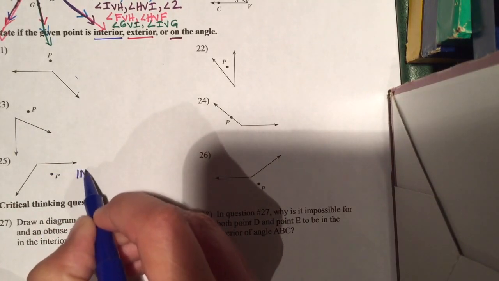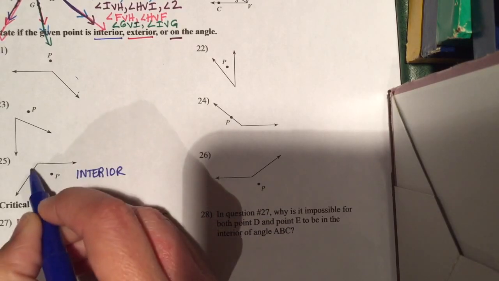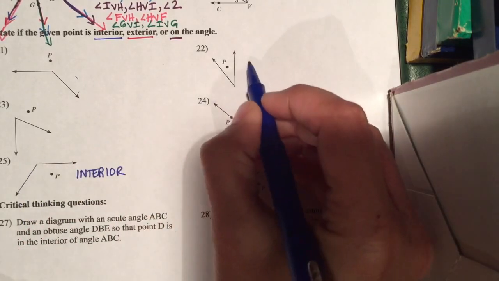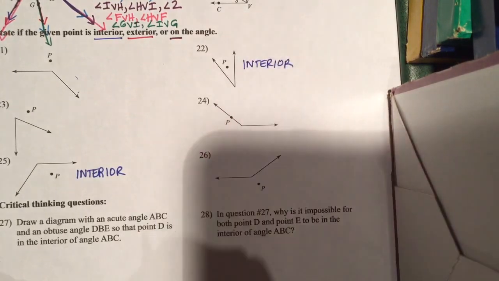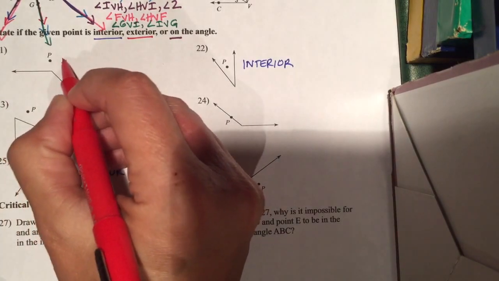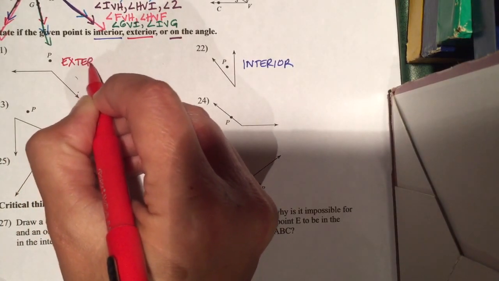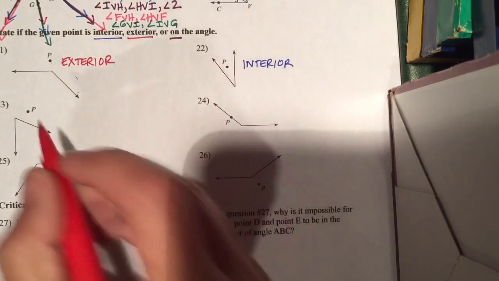So 25, point P is in the interior. You can see it. It's inside the angle. 22, point P is in the interior. It's inside the angle. Those are the only 2 interiors I have. You can see on the interior. Interior means on the inside. So the exterior ones are the points on the outside. So number 21 would be exterior. That point is outside the angle.